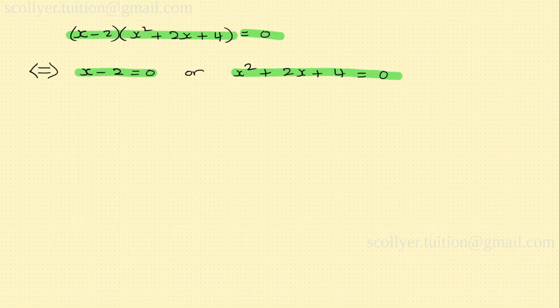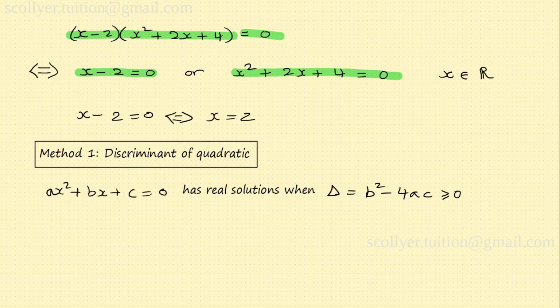Now in the case of x minus 2 equals 0, we can immediately solve to give us x equals 2. In fact, that's an equivalence. So we have one solution from x minus 2 equals 0. The question is, do we get any further solutions from x squared plus 2x plus 4 equals 0, bearing in mind that x must be a real number? Well, it turns out that in fact x squared plus 2x plus 4 equals 0 does not have any real solutions, and we're going to show that in two ways.